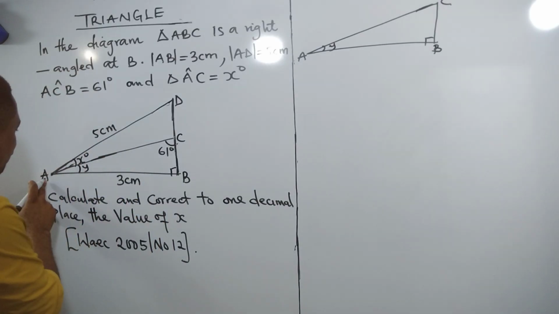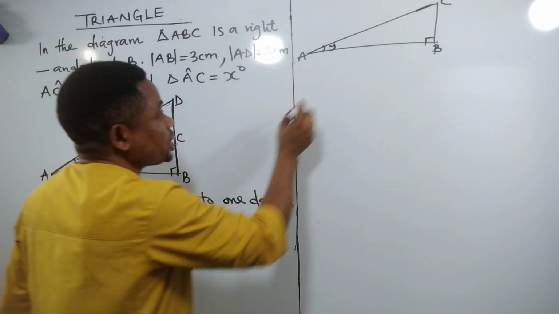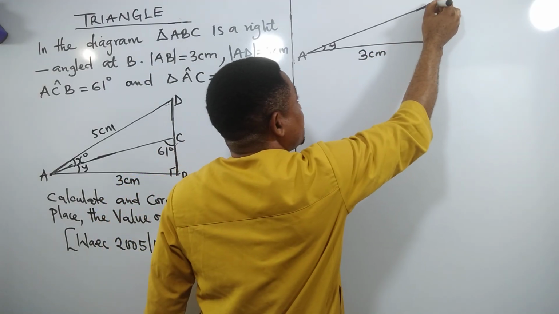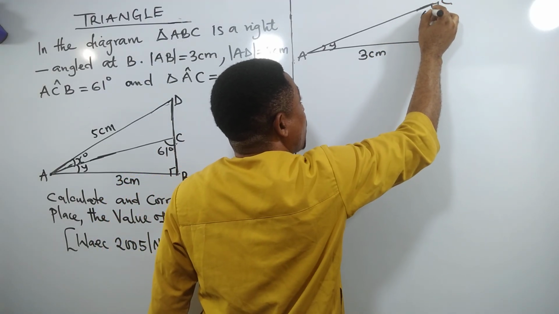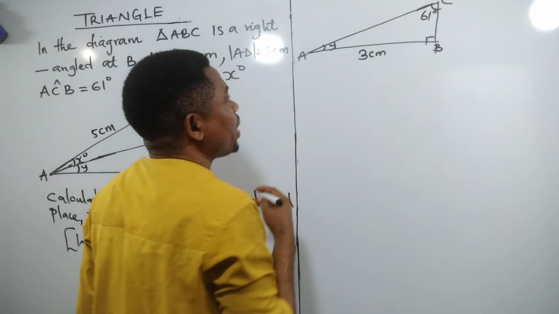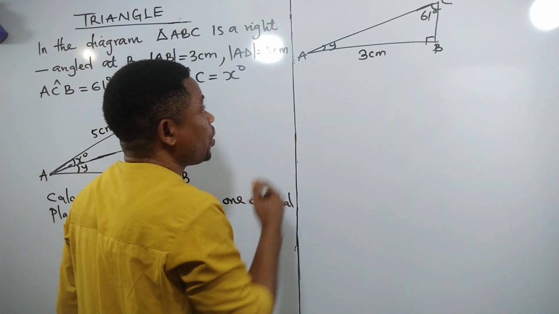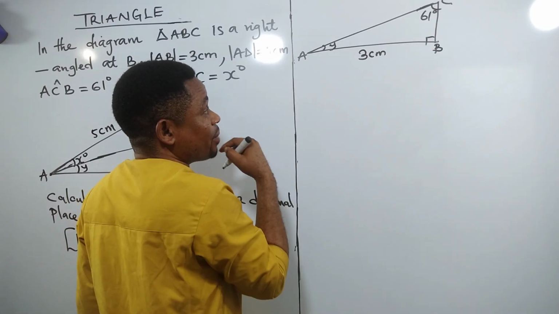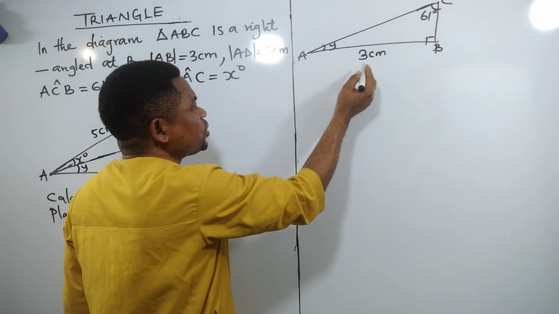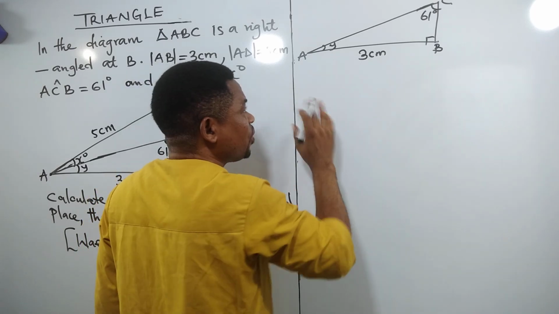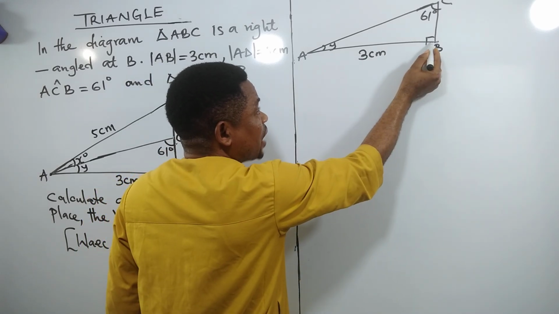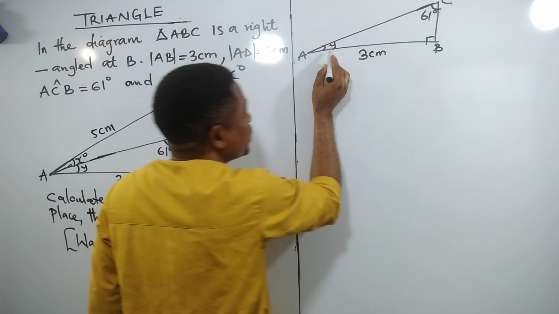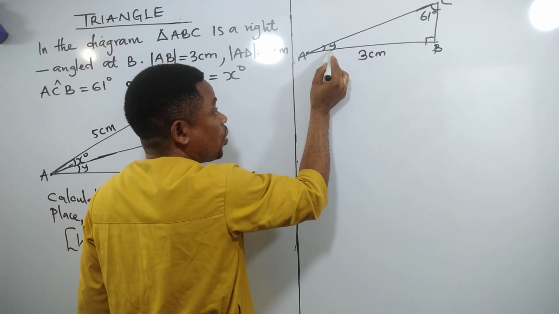Now, remember that they are giving us side AB, which is 3 cm, and the angle at C is given as 61 degrees. I'm looking for the value of y. I don't need to approach it in any other way. The angle is complete. This is a right angle triangle, and angle C is 61. I will now look for angle A, which is y.